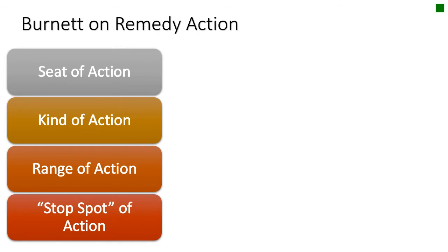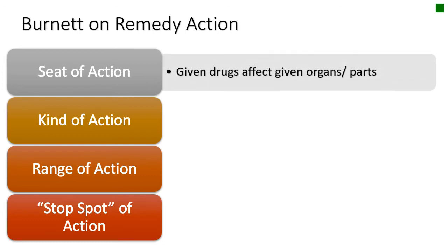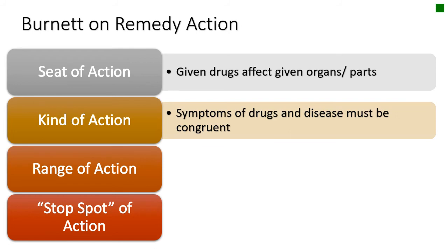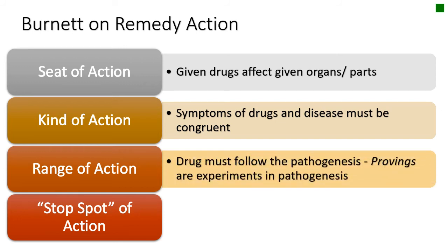We'll take each one of these one by one. The seat of action means that the particular remedy must have an association or an affinity for the affected part or organ. This is of great importance in most cases. The kind of action means that the symptoms of the drug or the remedy and the disease must be congruent. In other words, the symptomatology of the drug in its provings and those presented by the disease must be like each other. The third important point was the range of action, which means the drug must follow the pathogenesis of the disease.